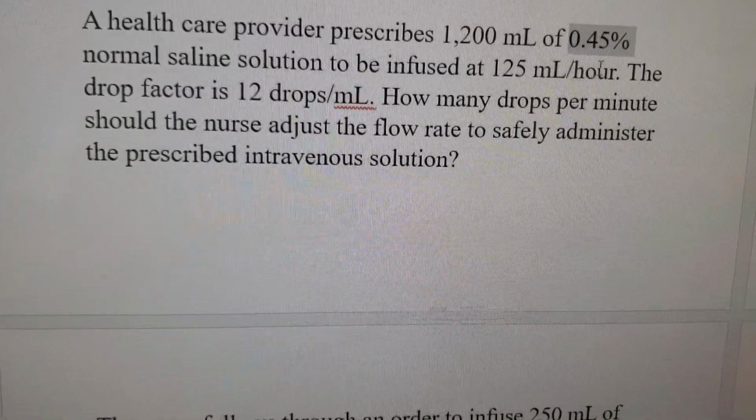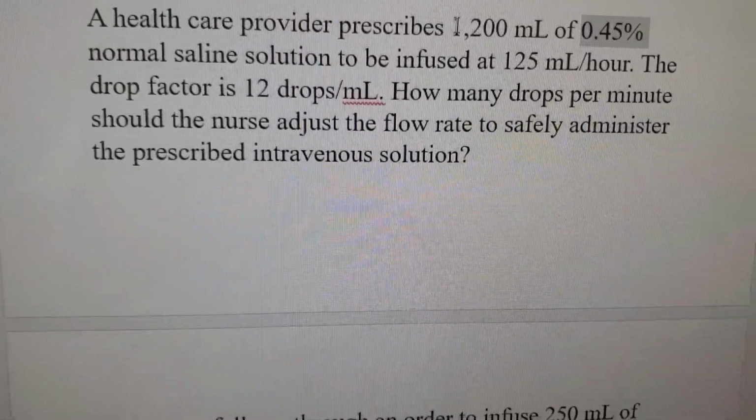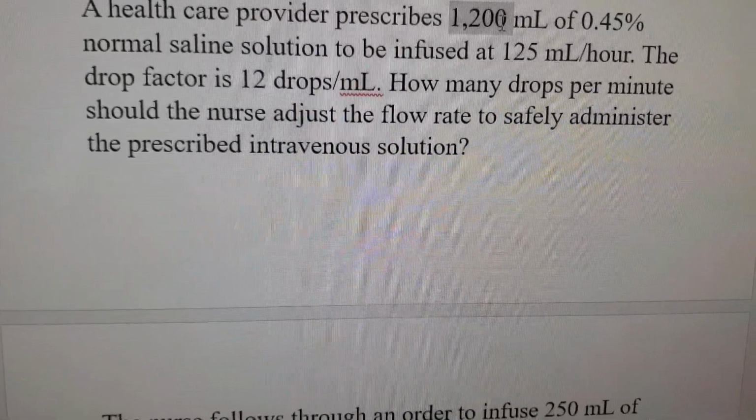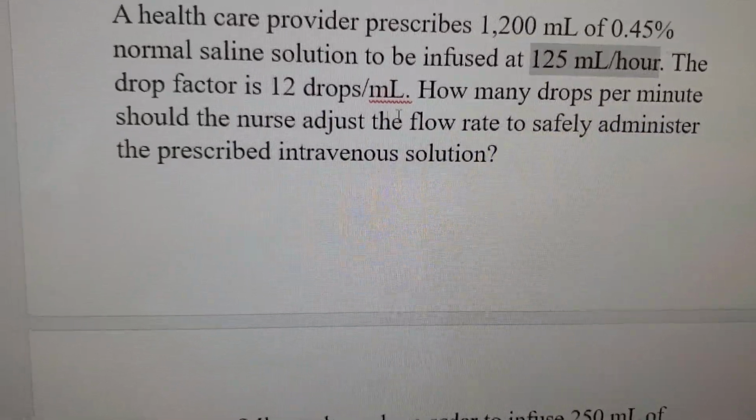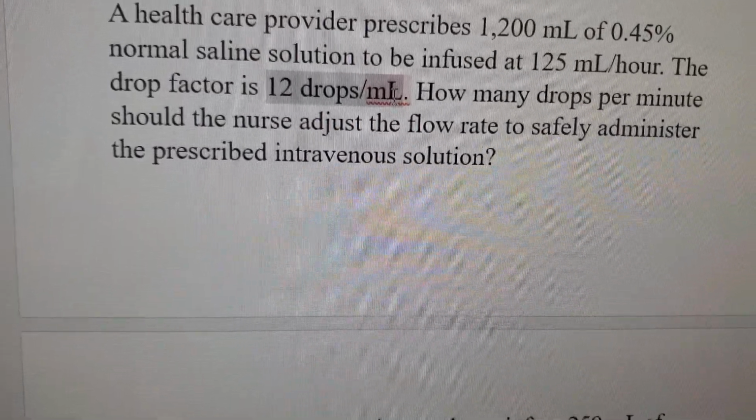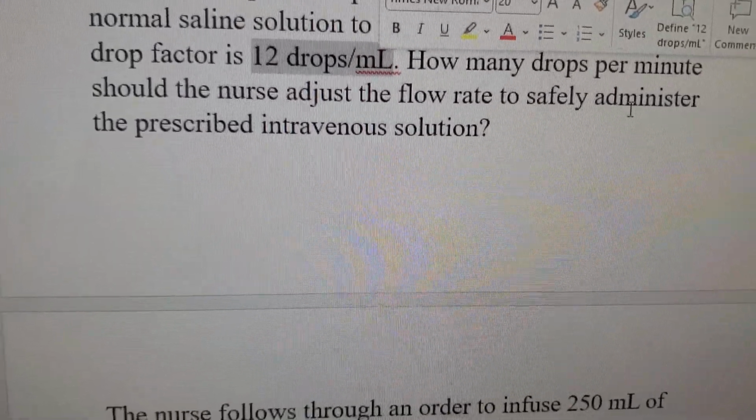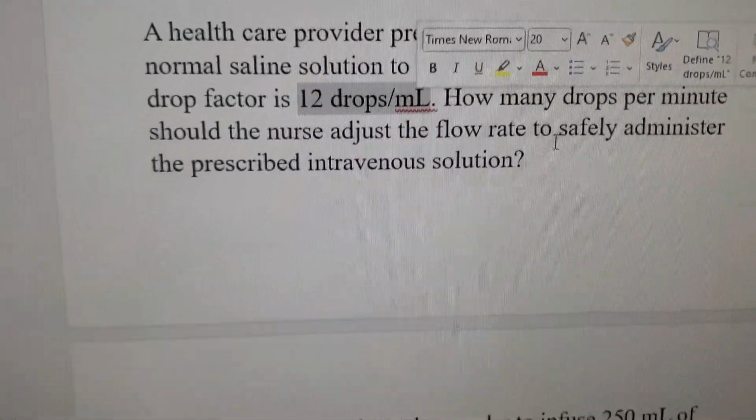All right. Don't let this here fool you, because this has got nothing to do with your calculation. This is just telling you it is normal saline. What we concentrate on is your 12 here, and then the rate given here, and then the drops given here. So what are we looking for? We are looking for drops per minute. So let's come to the table and solve it.